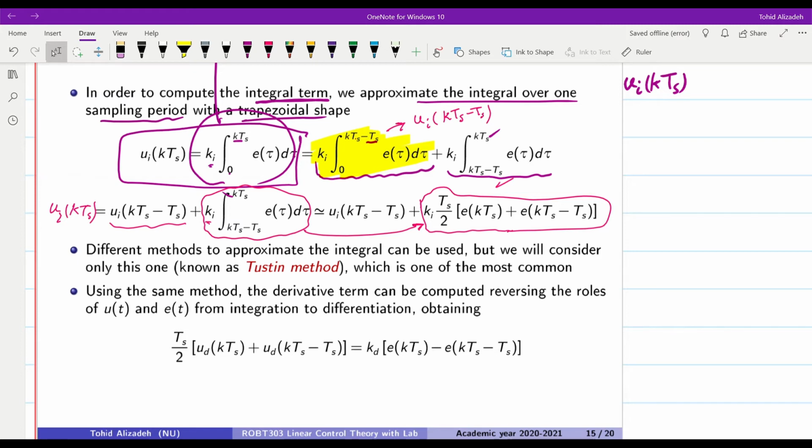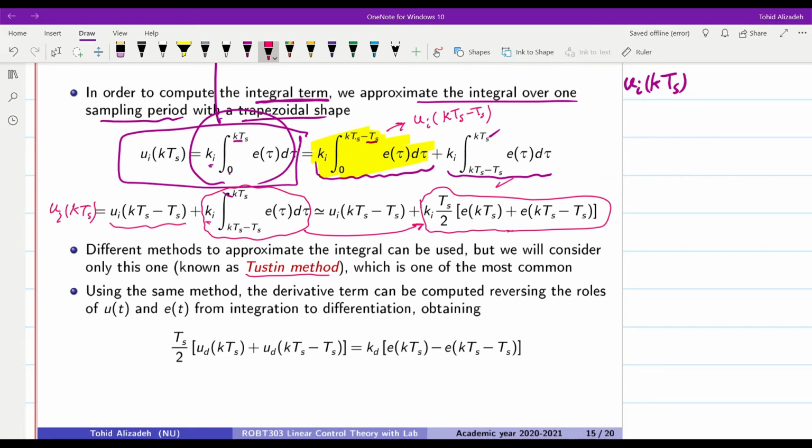the expression. Different methods could be used in order to approximate the integral, but we will consider the one that we have seen here, and it's known as the Tustin method, and it's one of the most commonly used ones.